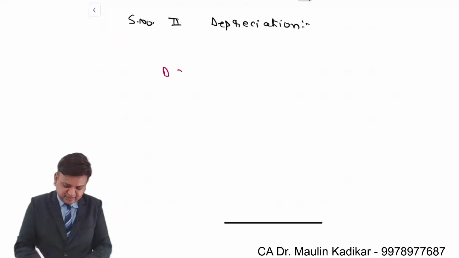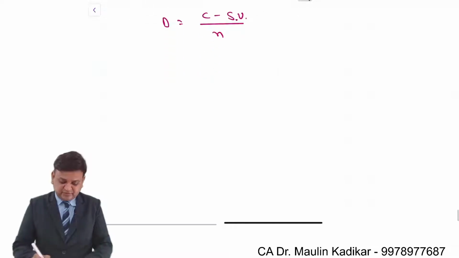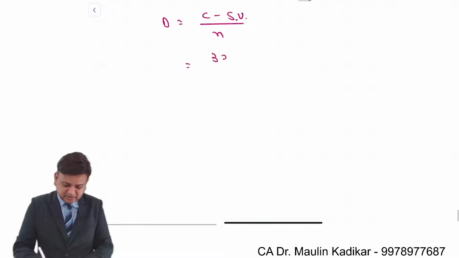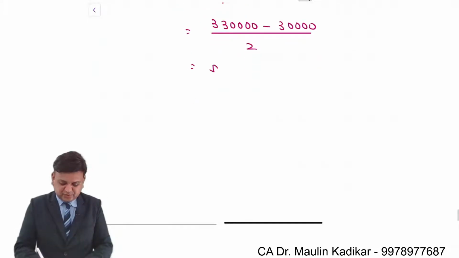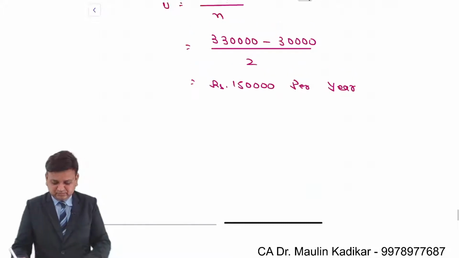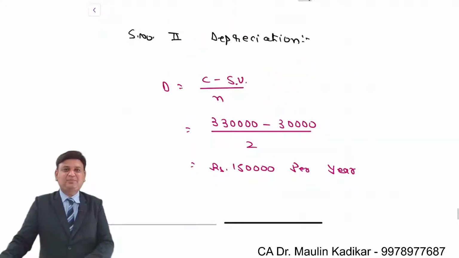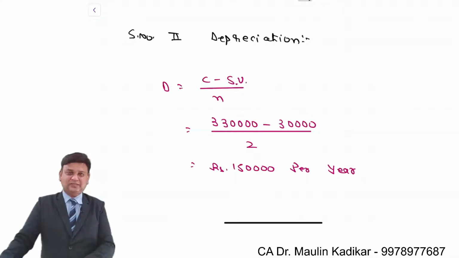So depreciation is found as cost minus scrap value divided by number of years. What is the cost of the machinery? 3,30,000. What is the scrap value? 30,000. And for how many years? 2 years. So in that case, rupees 1,50,000 per year. This is the way we compute the depreciation on an annual basis.